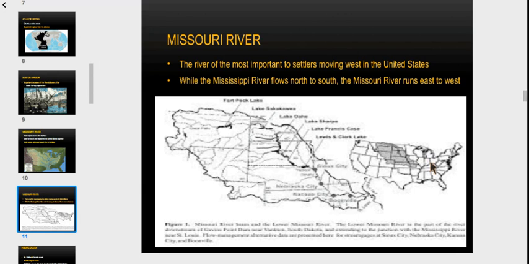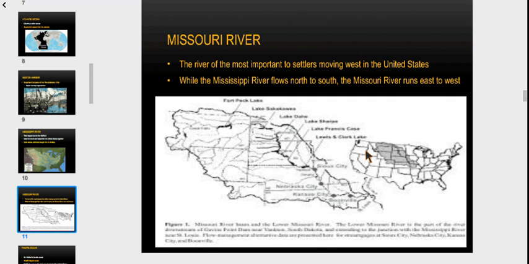So for settlers moving east to west, the path of least resistance, or the easiest path, would be to move from here to really St. Louis or Missouri, and then take the river all the way up. I'm clicking on it right now so you can see the path of the Missouri to here in Montana, Idaho, and then finally transit out to the west.